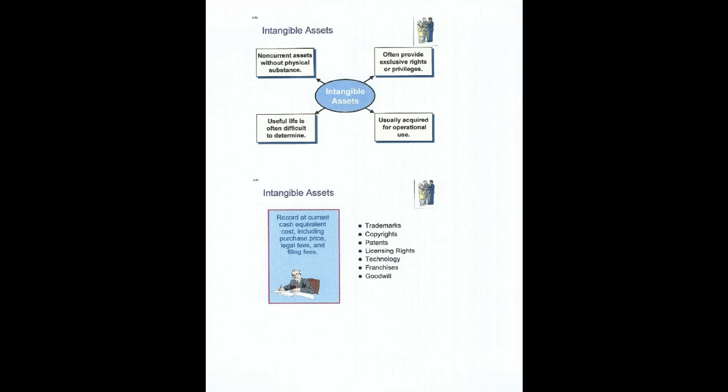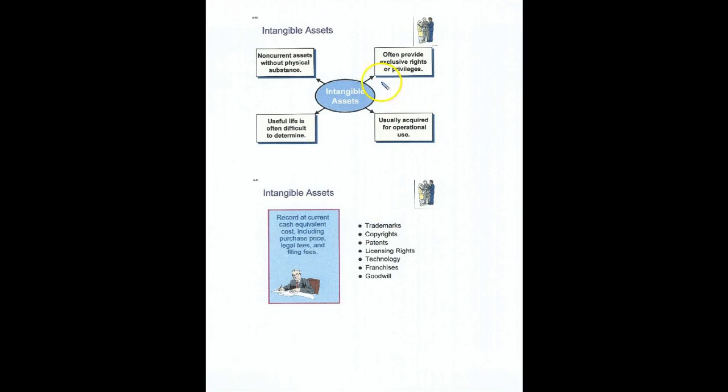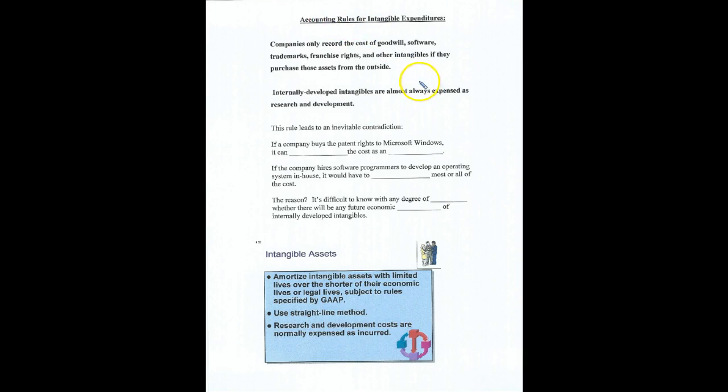And so that is kind of an interesting accounting situation, because we know these assets have value, but it's hard for an accountant to actually come up with a dollar amount to report. So this kind of goes over intangible assets. They're non-current, they don't have a physical substance. Here's typical intangibles: trademarks, copyrights, patents, franchises, goodwill, etc. So let's go over the accounting rules. So here are the rules. Companies only record the cost of goodwill, software, trademarks, all of these intangibles if they buy these from the outside. So only if I pay money for them from an outsider do I actually record it.